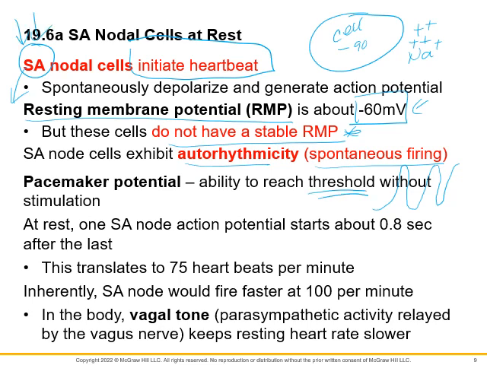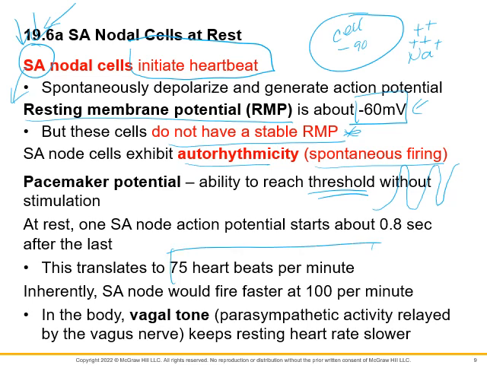There's nothing telling this SA node what its job is. The SA node is just doing the same thing every day, all the time, right? Depolarize, repolarize, depolarize, repolarize. Your brain can send a message and tell it to speed up or slow down, but internally, this SA node is just spontaneously firing.